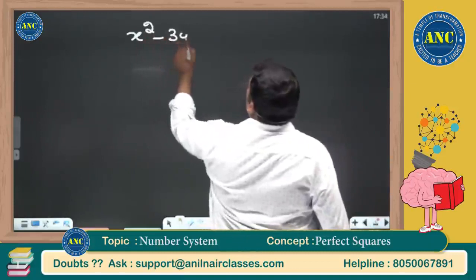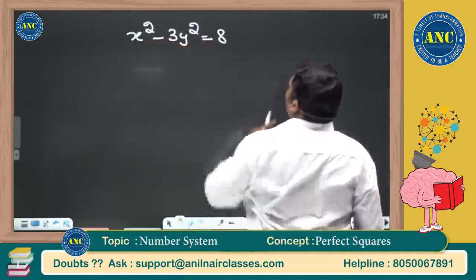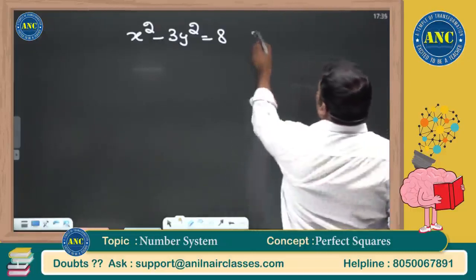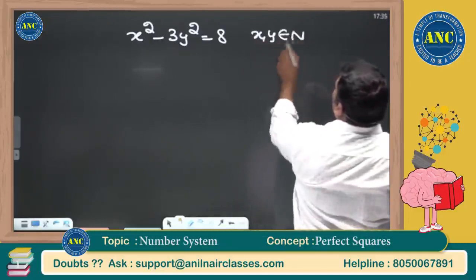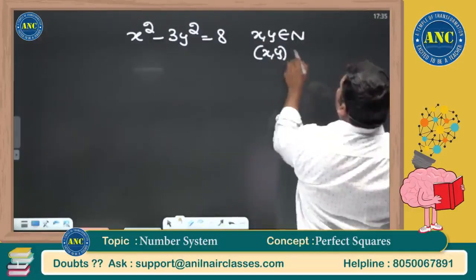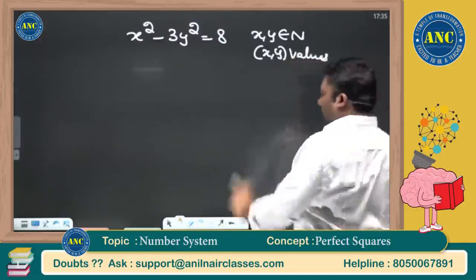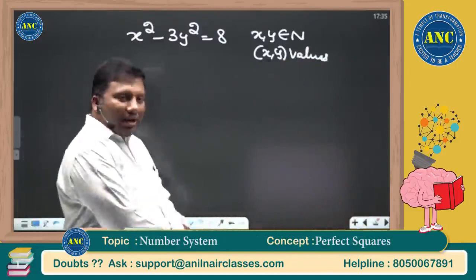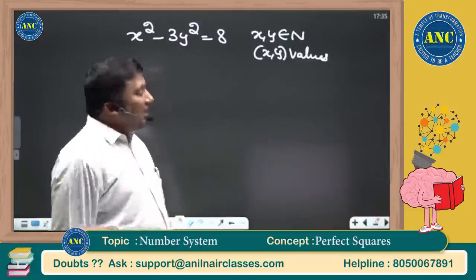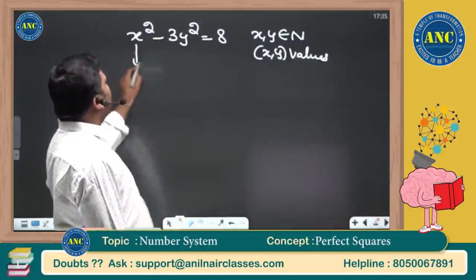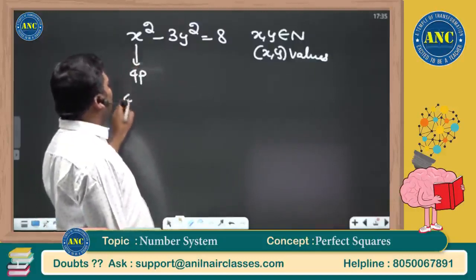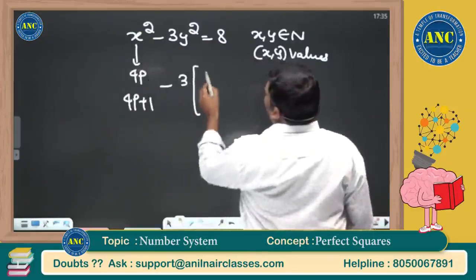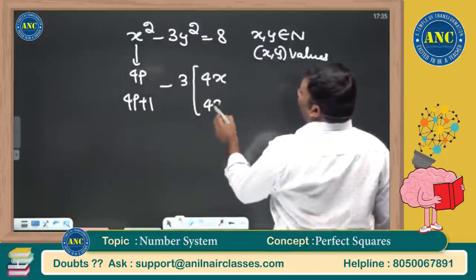Literally, x square minus 3y square equivalent to 8. x and y are natural numbers. How many values will x and y take which will satisfy this equation? Now you will understand why I erased the previous question. Suppose I use the previous logic: x square is either 4p or 4p plus 1. Minus 3 into y square, again 4x or 4x plus 1.